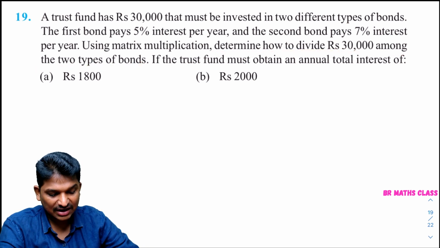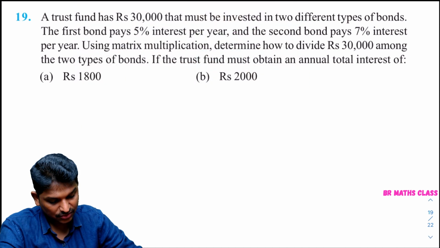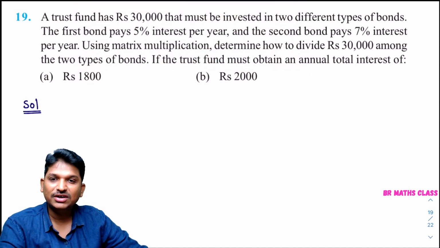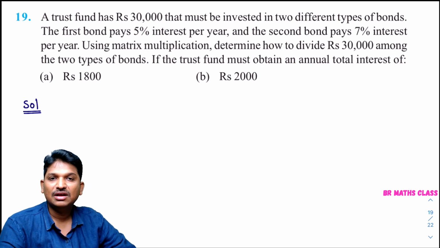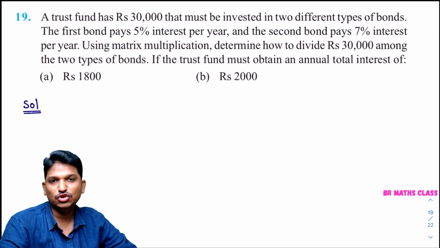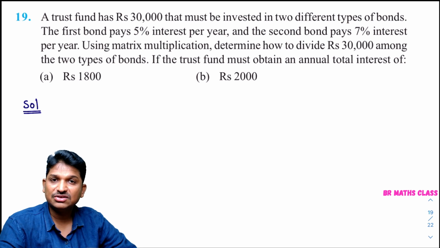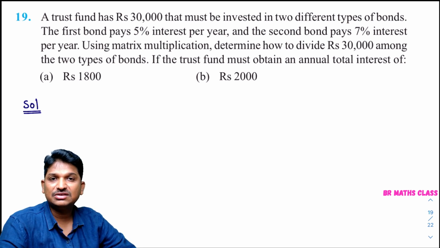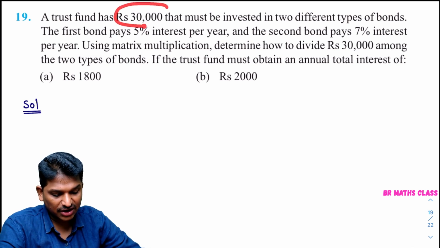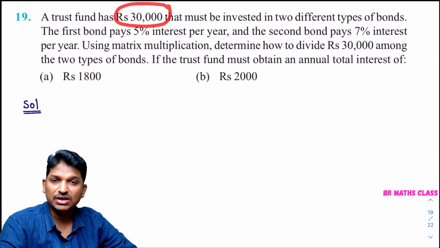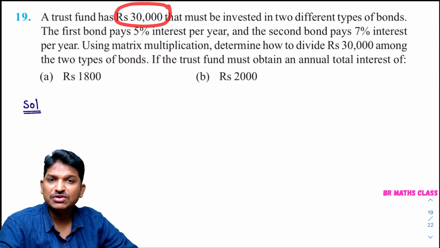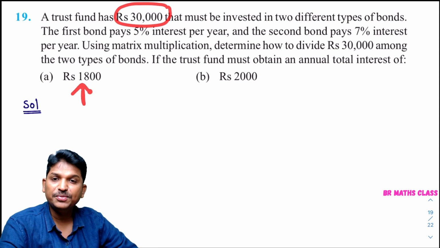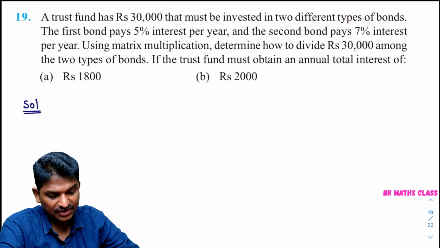Okay, so here let's start the solution. I hope you understand the question. They are saying there is 30,000 rupees, and this must be invested on both the bonds. First bond pays interest of 5% per year, second bond pays interest of 7% per year. They are asking in what way you can divide this 30,000 rupees, what amount you will invest in the first bond and what amount in the second bond, such that you will get annual interest of rupees 1800. So first we will start with the solution.